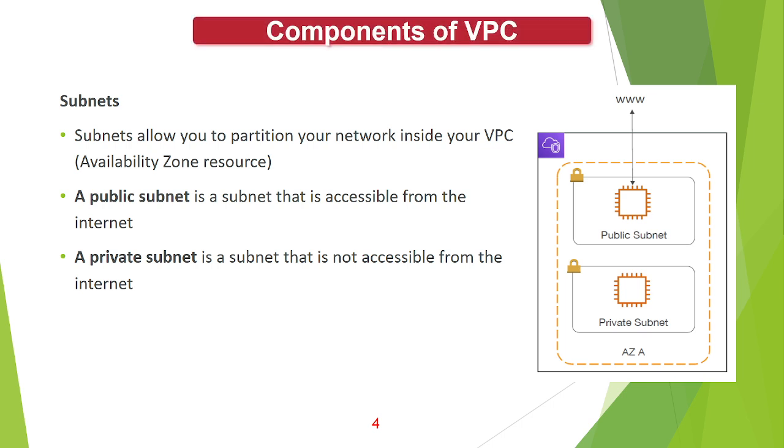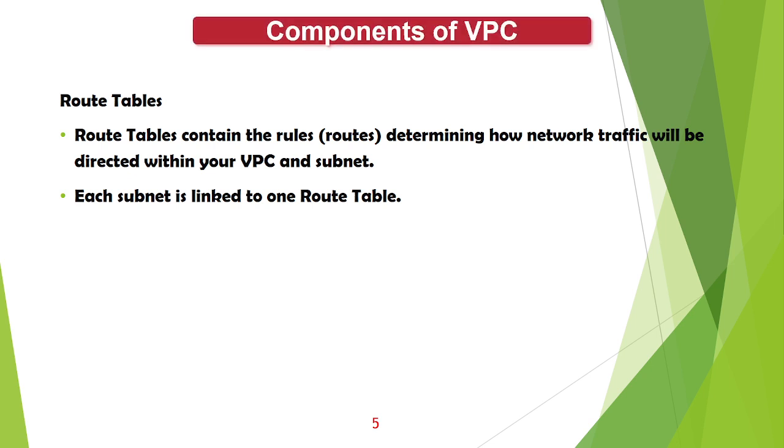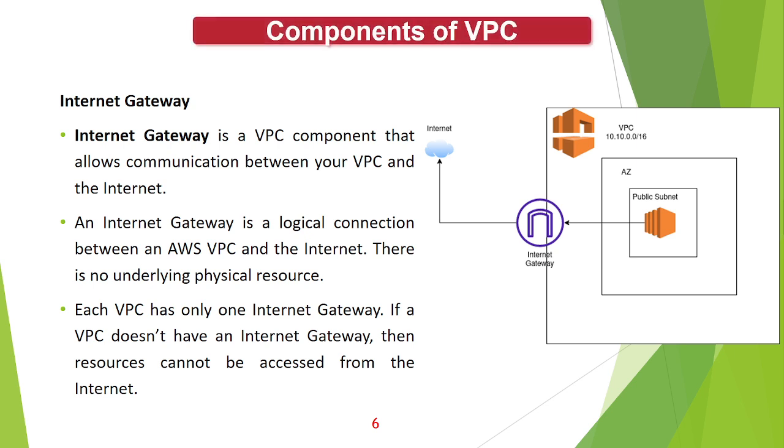In addition to that, in VPC peering, while creating a VPC, the subnet, routing table and internet gateway are major parts. A subnet allows you to partition your network inside your VPC. There are two types of subnet, public and private. A routing table determines how your network traffic will be transmitted between your VPCs as well as subnets. And an internet gateway acts as an interface between your public subnet and the internet.